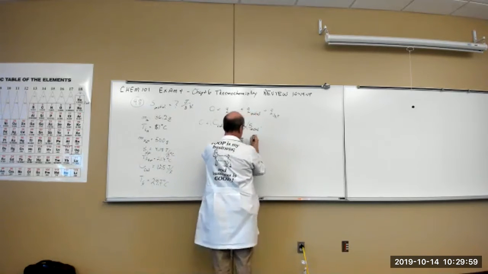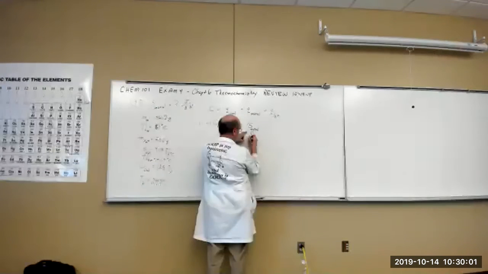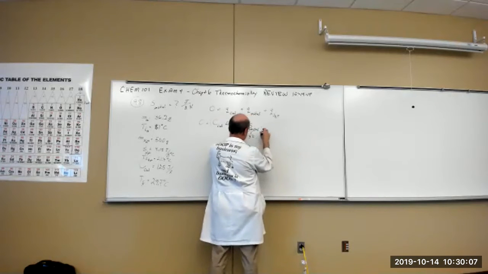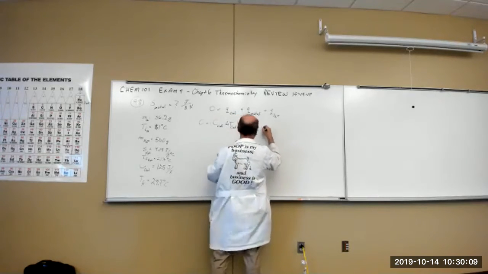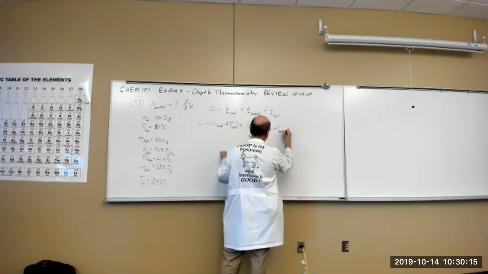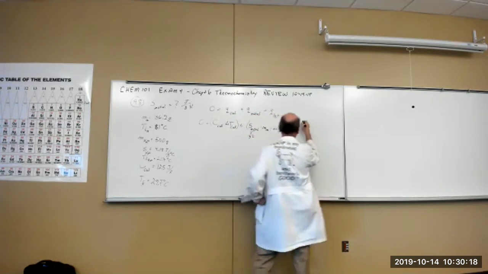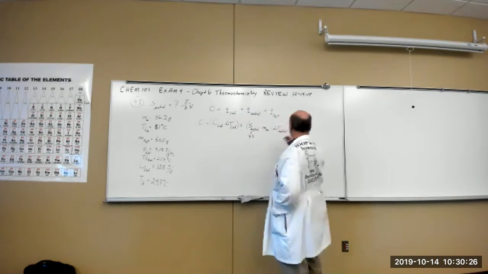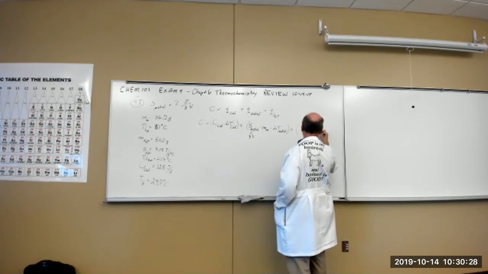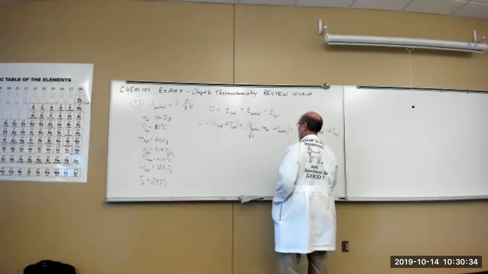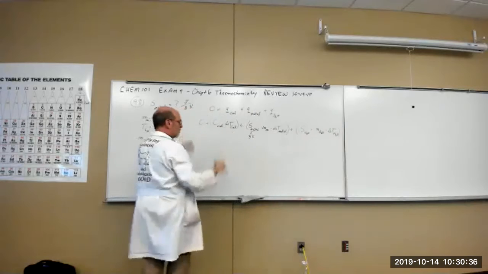Times, and this is going to be in joules per gram degree C. So we need the mass of the metal times the change in temperature for the metal, then the water. So the specific heat of water is given, 4.18. The mass of the water is given at 50 grams. And the change in temperature for the water. Okay, so that's the equation symbolically.